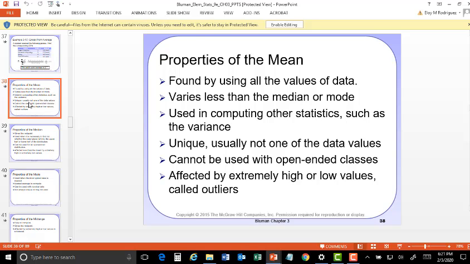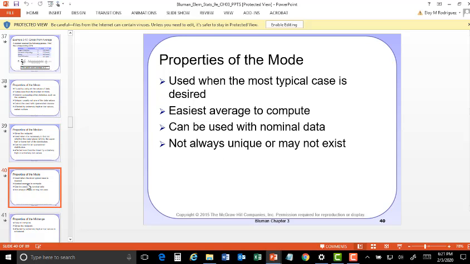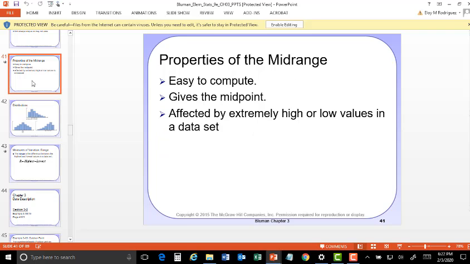Okay, now we're going to talk about properties of the mean. It's what the average is used for. We're going to use it to make estimates and inferences on mu. Properties of mode, I don't really care. Mid-range.